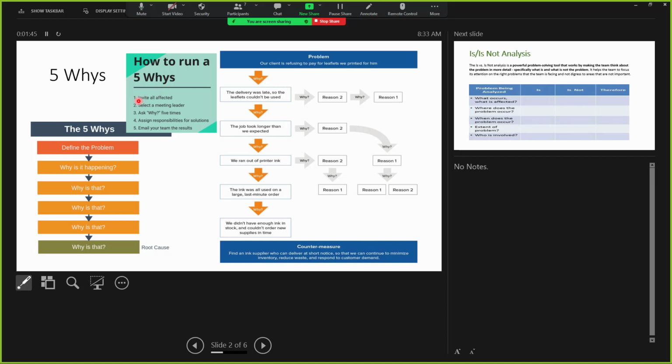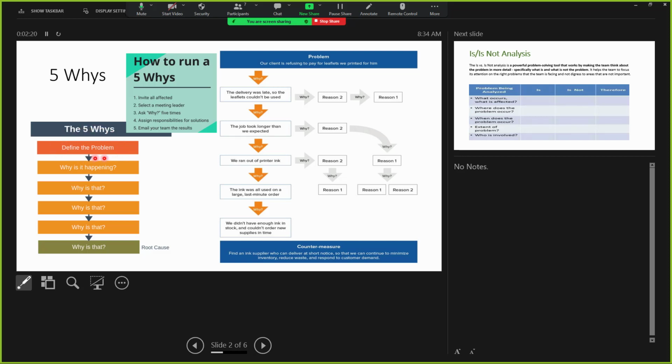First of all, we have to invite all the affected people, either the project management or the problem causers who are affected, and select a meeting leader. We need to select a meeting leader and then ask why 5 times, and assign responsibilities for the solutions, and definitely the last is to email your team the results. So the first thing is defining the problem.